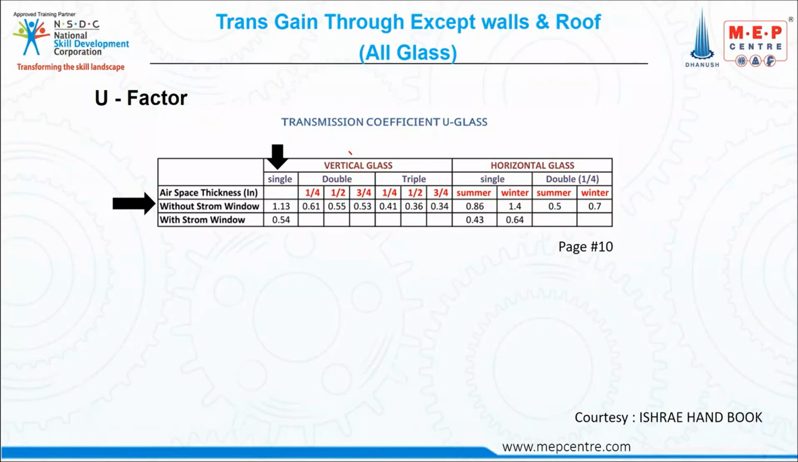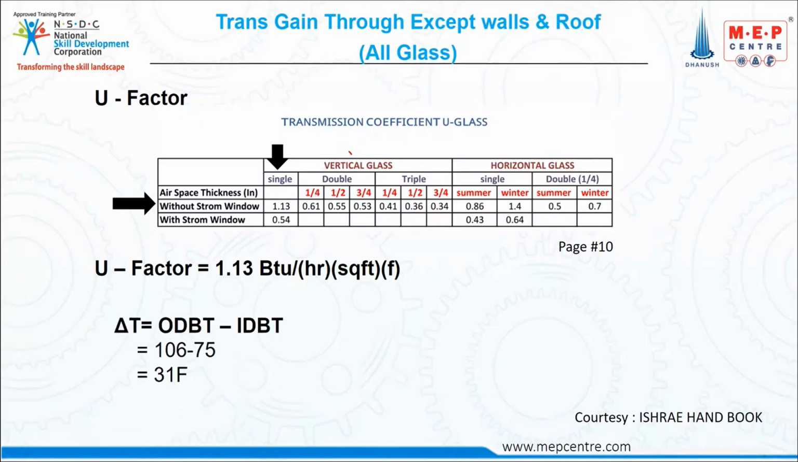Hyderabad is far away from the seashore, so we take without storm windows. So without storm, single pane. We didn't say it is double pane or triple pane glass, so it is a single pane. Single pane ordinary glass, we told it as an ordinary glass, take single pane. U factor equals 1.13 BTU per hour.